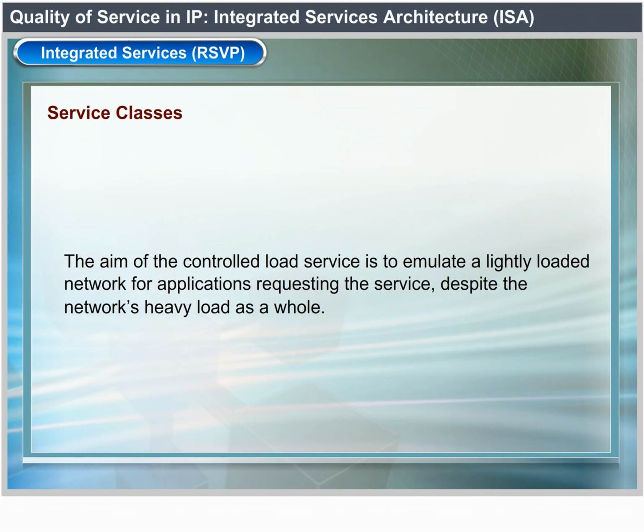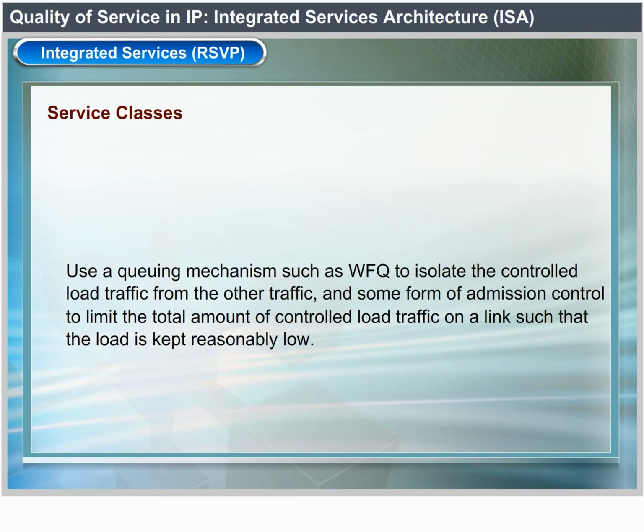This uses a queuing mechanism such as WFQ to isolate the controlled load traffic from the other traffic, and some form of admission control to limit the total amount of controlled load traffic on a link, such that the load is kept reasonably low. Overview of mechanisms.